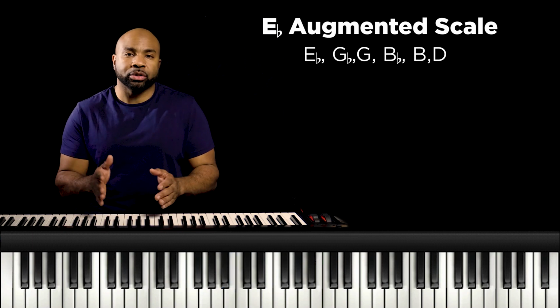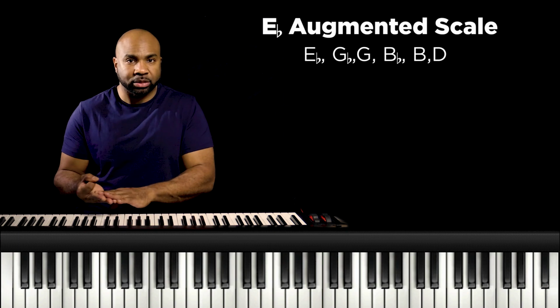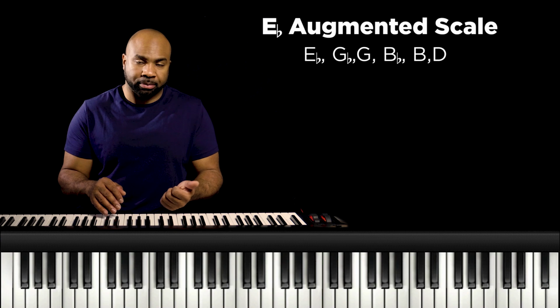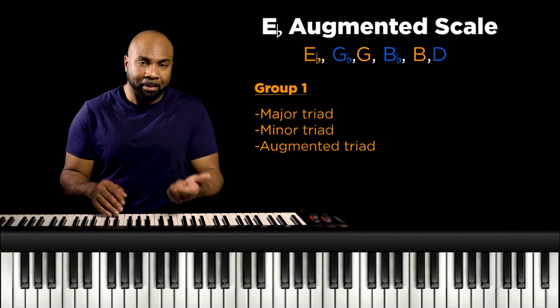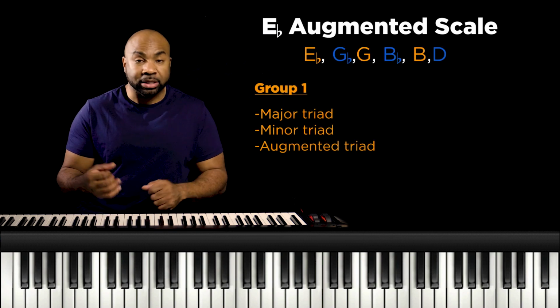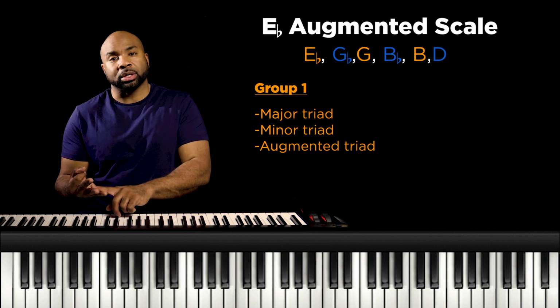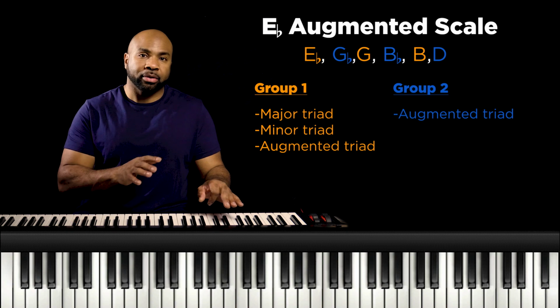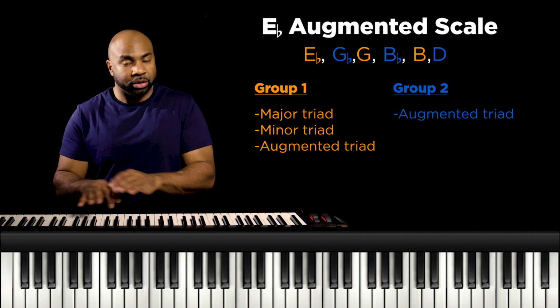So we can break this down into 2 sets. We have set 1 and set 2. Both are made up of 3 chords. So the first group is going to be chords that are major, minor, and augmented. The second group of the 3 chords are just gonna be augmented chords. So first group is gonna have major, minor, and augmented. Second group is just augmented.